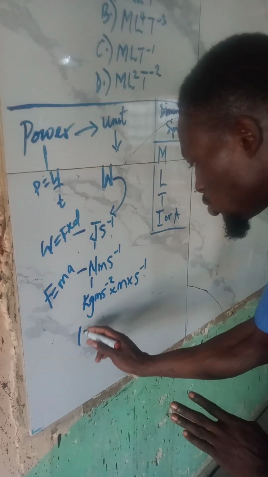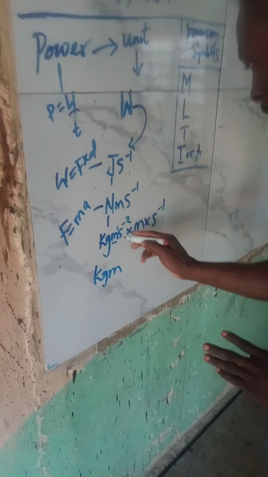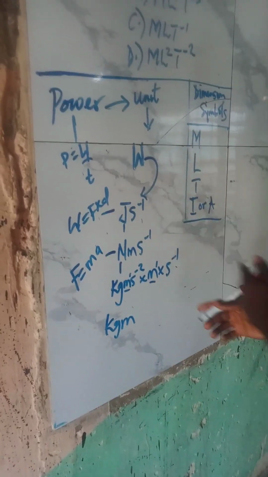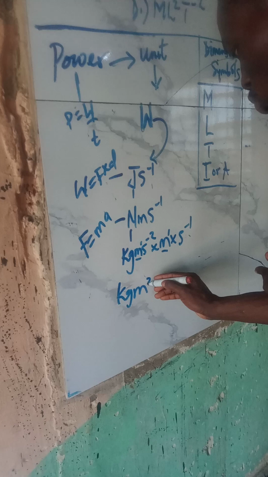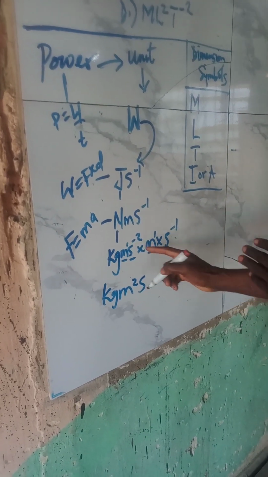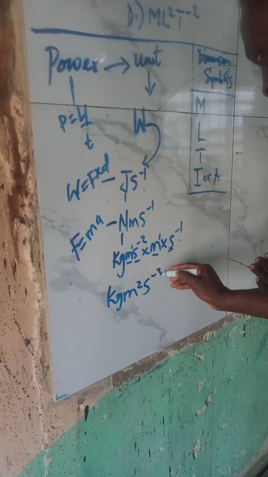So all we have to do is to use the law of indices. Pick m: this is power 1, power 1. According to that law, when you have similar base, you pick one, then you add the power. 1 plus 1 will give you 2. Pick s as well. There's multiplication in between, then add the powers. Minus 2 plus minus 1 will give you minus 3.